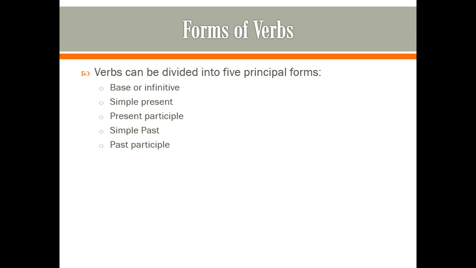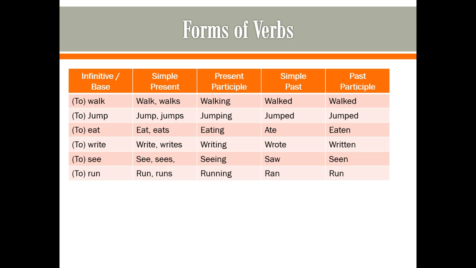All right, let's talk about forms. Verbs in English can be divided into 5 principal forms: the base or infinitive, the simple present, the present participle, the simple past, and the past participle. Let's see what that looks like. With a regular verb, like our first 2 examples, walk and jump, the simple present is the base form, or it's the base form with an S. That's when the subject is a third-person singular subject.